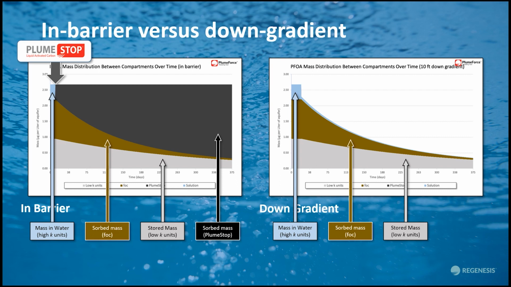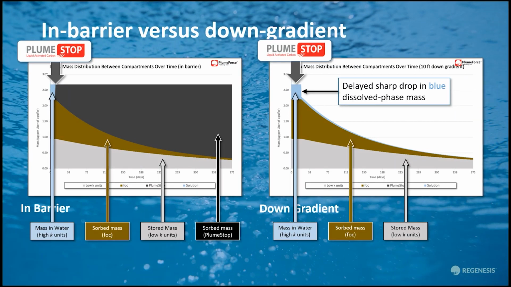But in the zone down gradient of the barrier, things are a little different. Initially, the distribution of mass is the same, blue, brown, and grey, just as on the left. PlumeStop application was here at about the 10-day point as before, but this time, nothing immediately changes, not for another 10 days or so. And this is because our well is 10 feet down gradient, and it takes this time for the barrier influence to arrive with the migrating groundwater.